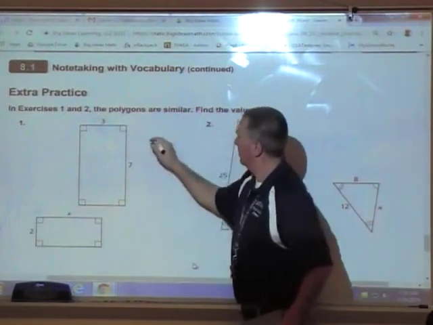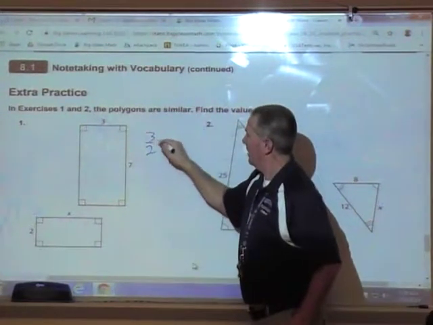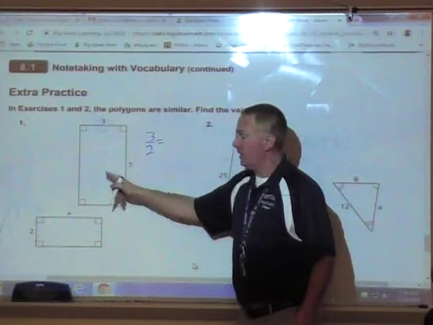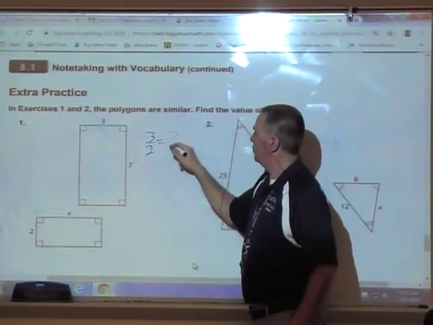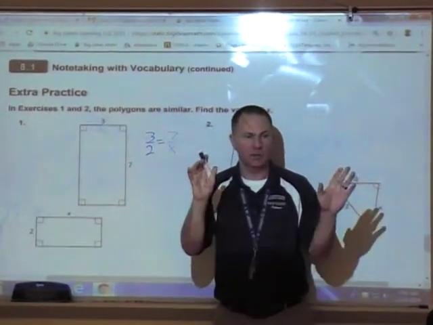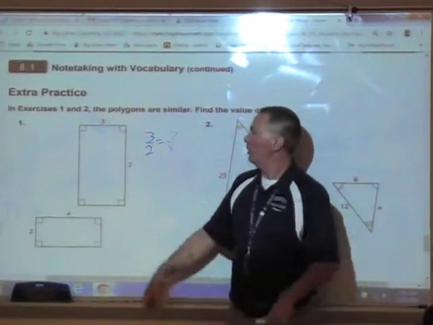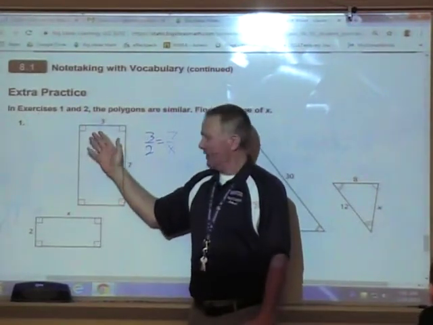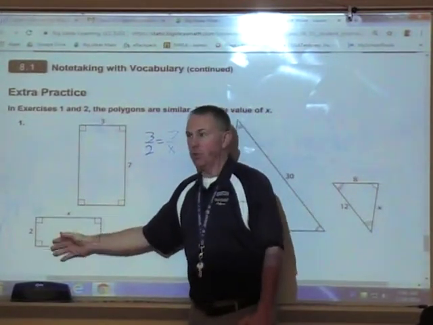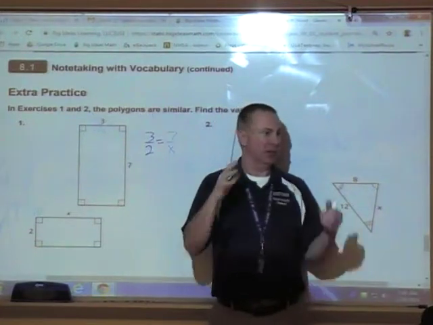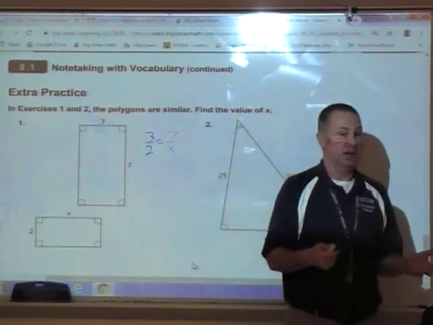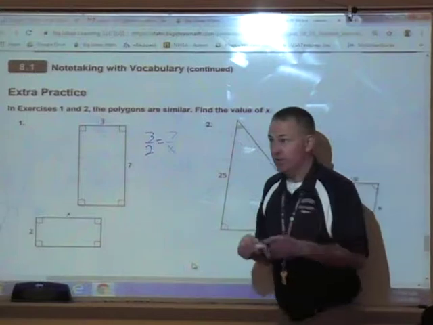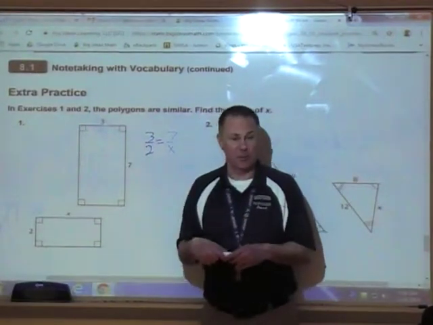3 is to 2, as the longer side is to the longer side, 7 is to x. Do not mix these up. Do not do this. Everybody watch. Don't go from the big rectangle to the small one, and then the small one to the big one for the second ratio. You have to go the exact same direction each time. That's key. Otherwise, you're going to get the wrong answer.